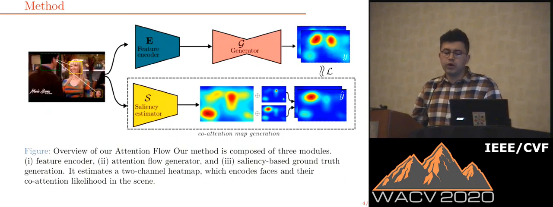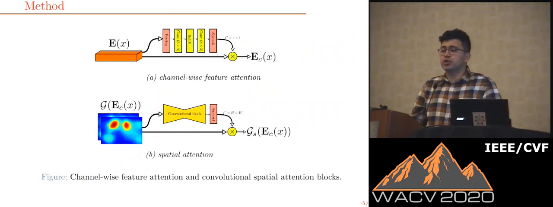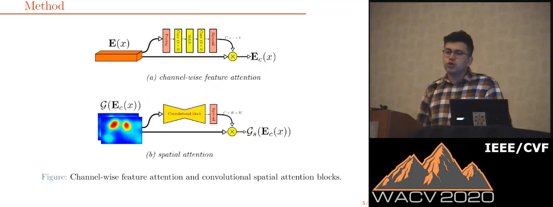So here you see our model is composed of three modules, the feature encoder, attention flow generator, and the saliency-based ground truth estimator. In the third block, we create the ground truth labels based on the estimated saliency map of the scene, face locations, and co-attention location. In the feature encoder, we have a pre-trained network, and based on this representation, our generator generates these two channel attentions. Before and after the generator, we use the channel-wise feature attention and the spatial attention. The first one can be considered as a feature selection method, and the second is helping to get a more precise localization of our attention flows.